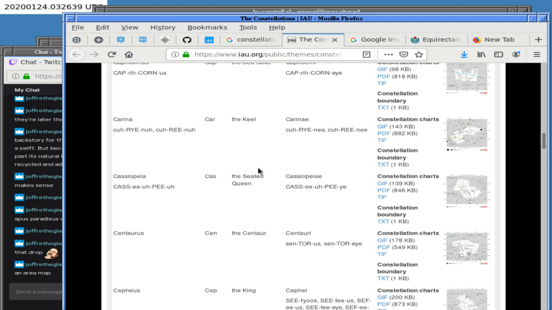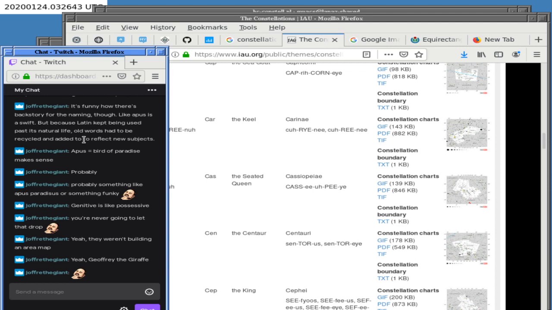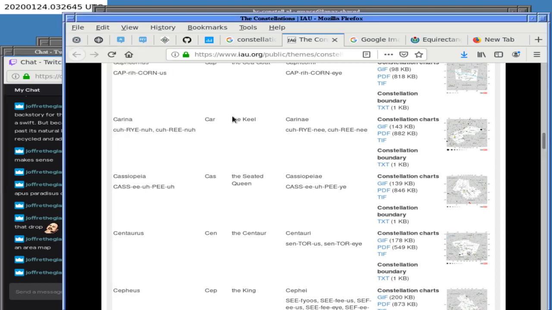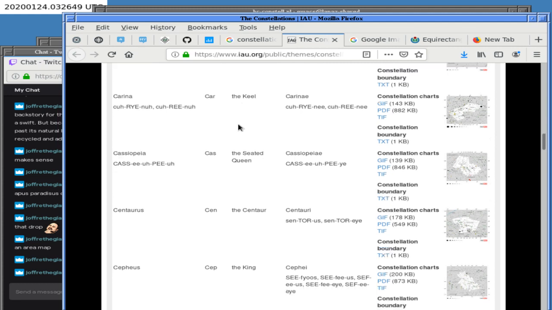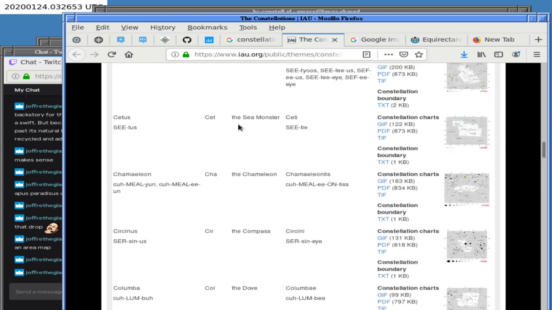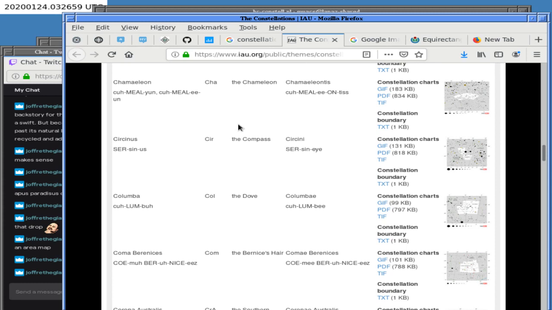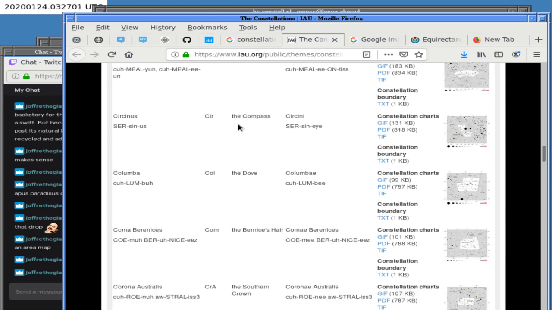Oh yeah, Carina was the keel of the ship. I don't know what the keel actually is. Is the keel like the part, like the rudder? Or, if you know, tell me. Cetus is called the sea monster. It's often depicted as a whale, but it's actually the sea monster. So, oh wait, Circinus is the compass. So what the hell is Pyxis? I guess we'll find out.